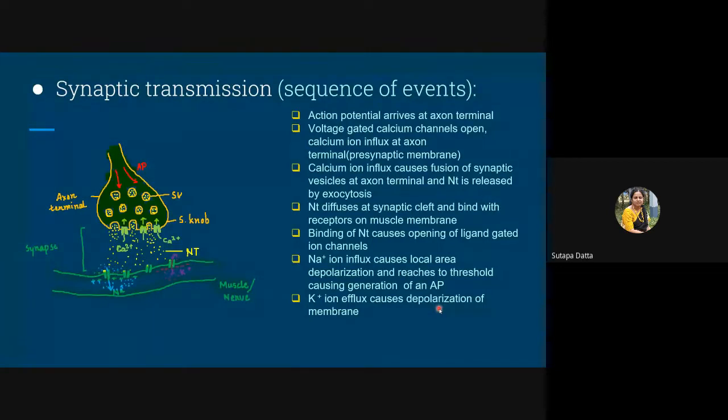So synaptic transmission occurs between the presynaptic membrane and the postsynaptic membrane, and it is mediated by different ions like calcium, sodium, and potassium. And here the ion channels play the major role along with the neurotransmitters.